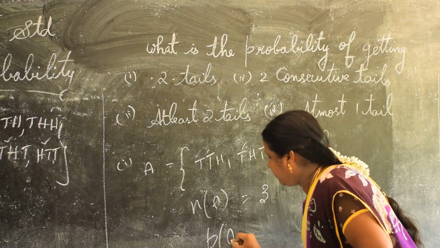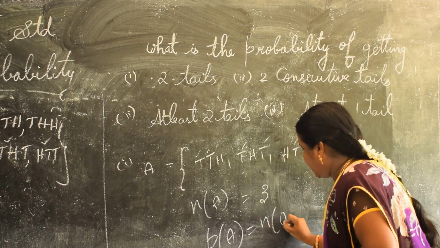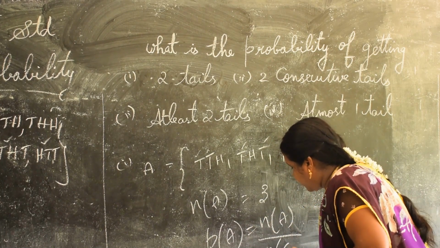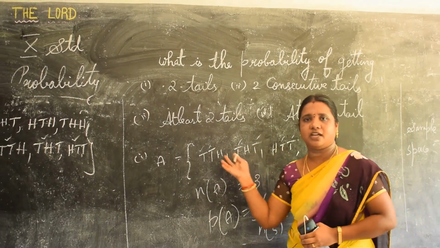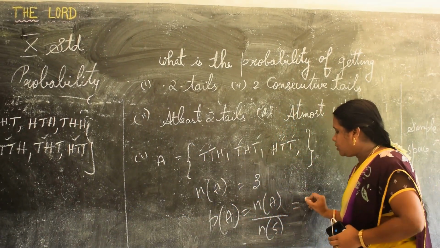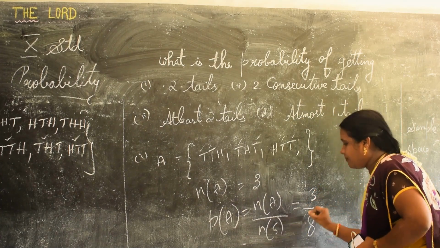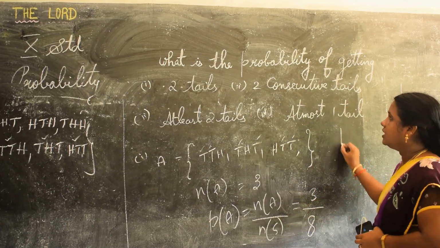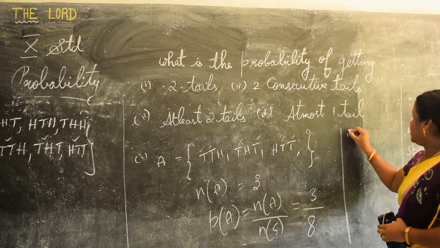What is our probability P of A? What is the formula? N of A by N of S, number of favorable outcomes by number of sample space. Here how many outcomes are there? 3. So 3 by, our total sample space is 8. So 3 by 8. This is for 2 tails. Next one.